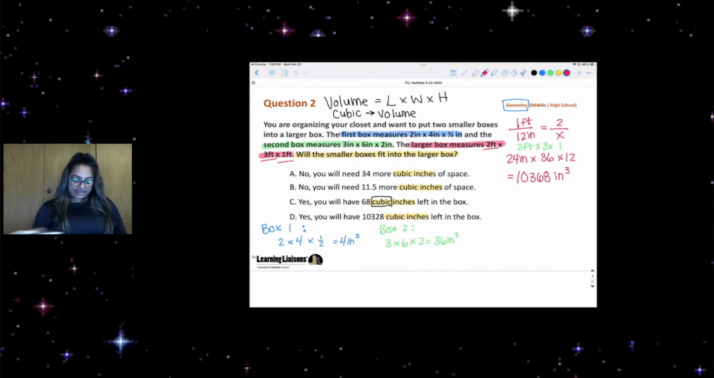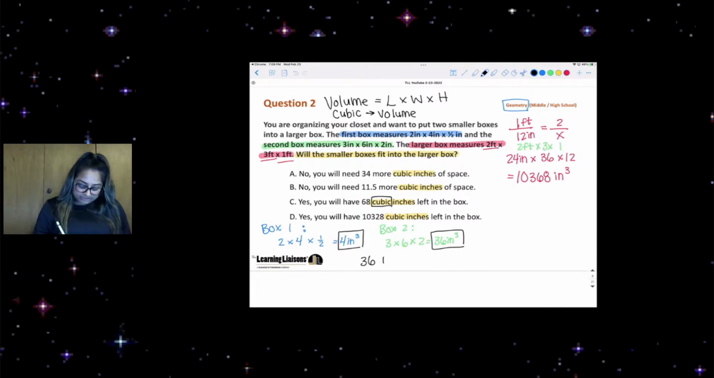Okay, well, I have the sizes of all of my boxes, and my answer choices, when I glanced at them earlier, I noticed that they were telling me about space. So how much space do I have left based on what I already have? So if I add my first 2 boxes together, 36 plus 4, I'll get what? I'll get 40 inches cubed.